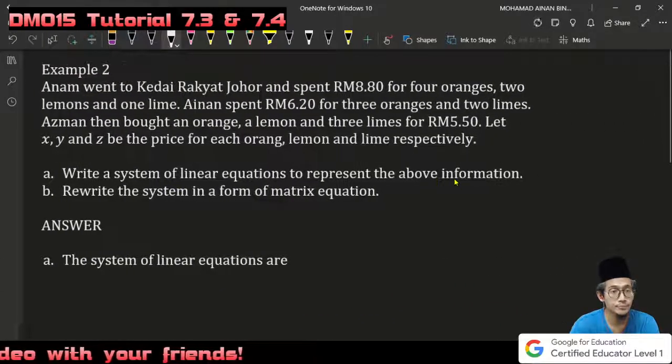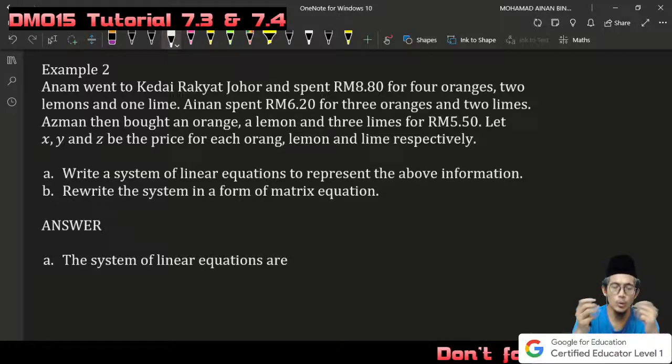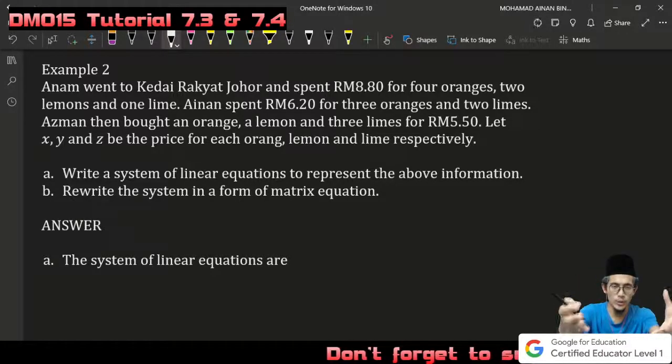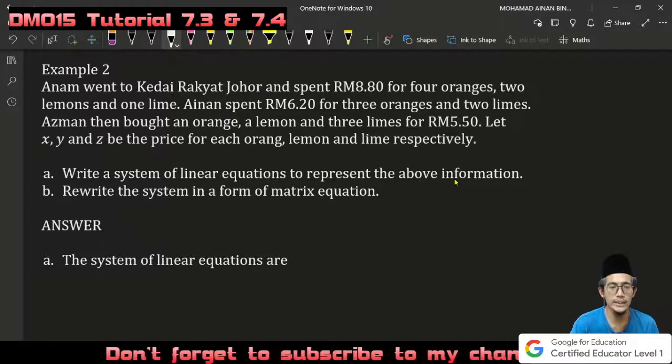Okay, next. Example 2. Okay, for example 2 tadi dah ada system of linear equation. Yang kat sini dia cerita. It's a story. So, what we have to do? We have to change the story into a form of system of linear equation dekat sini.